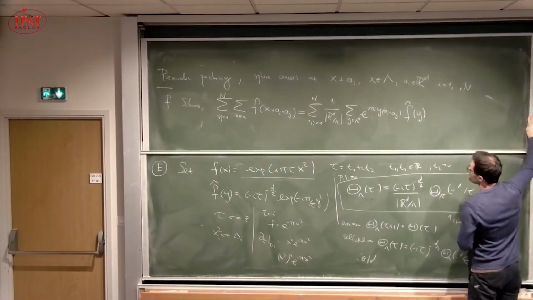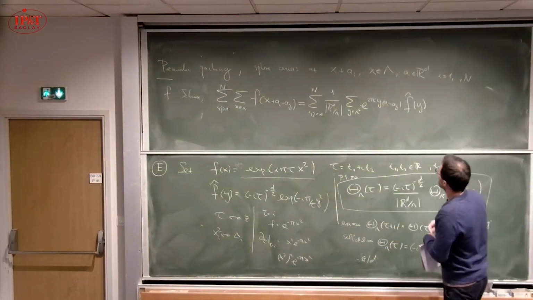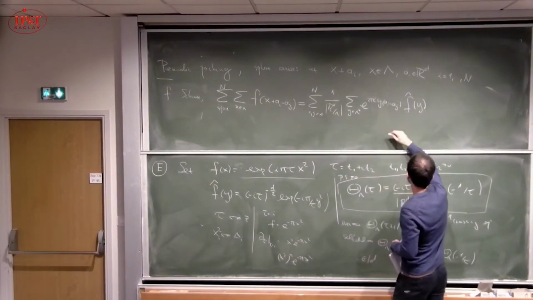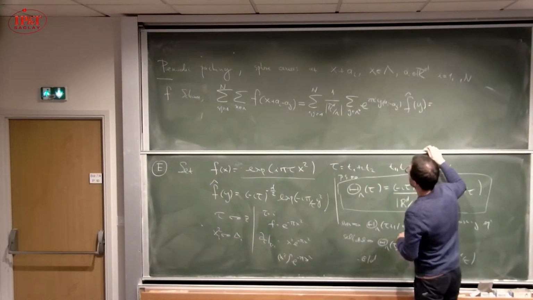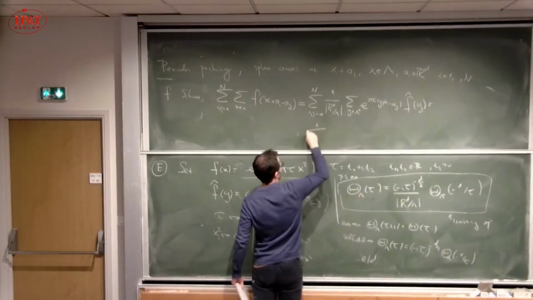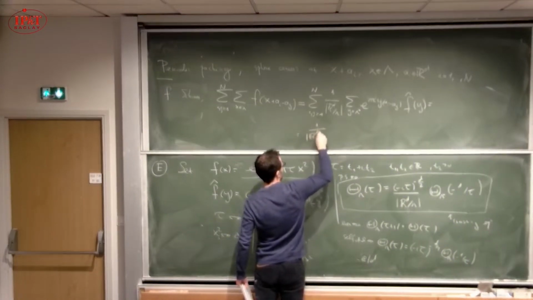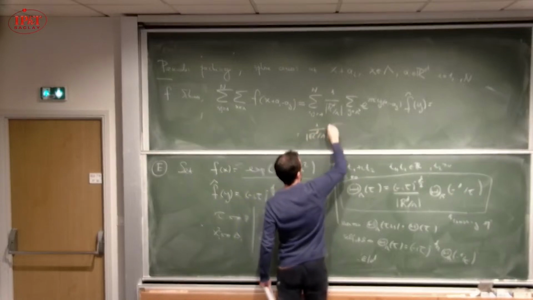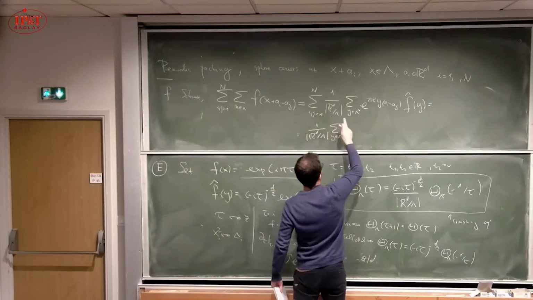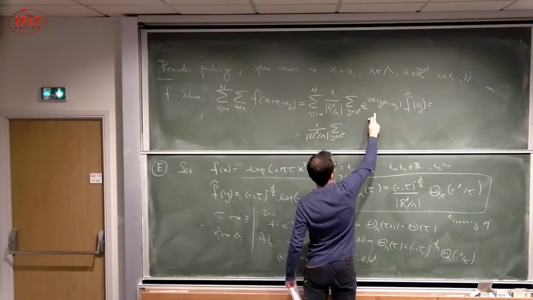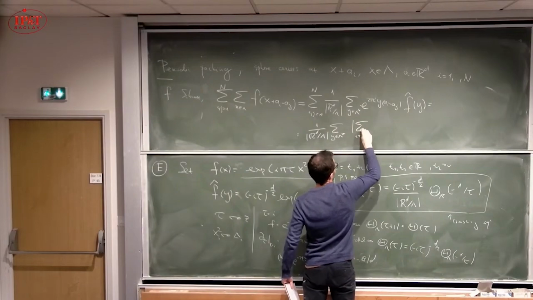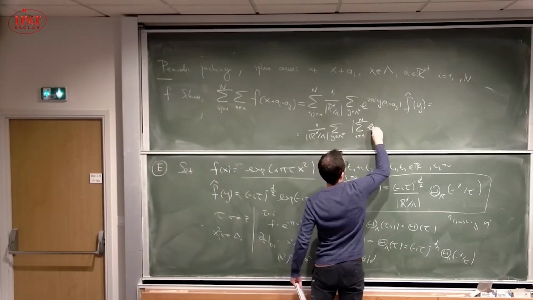Now, why is this nice? It's nice because if you do this, if you put it inside, this thing becomes a perfect square. So I'm going to put the volume of the unit cell outside, the sum over the dual lattice outside. And now this sum here becomes a modulus square of something. So that's really the key idea.